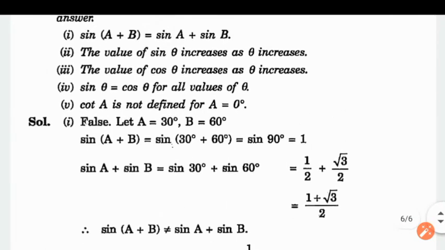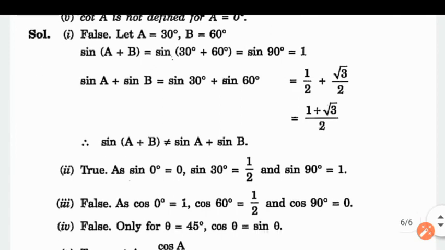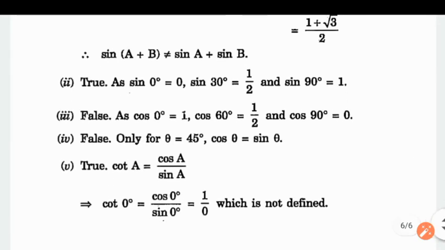Number 4: sin theta equals cos theta for all values of theta. How can both be equal for all values of theta? No, at 45 degrees only. Sin 45 degrees is 1 by root 2, cos 45 degrees is 1 by root 2. In that case, they are equal. So here it is false; they are equal only at 45 degrees.